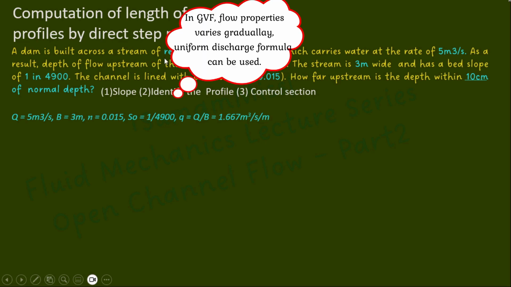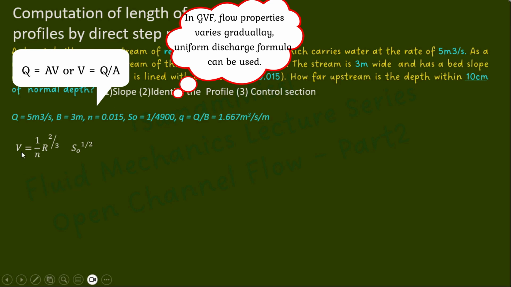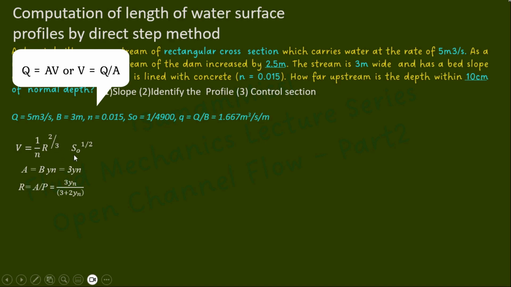Since gradually varied flow is a steady non-uniform flow, the continuity equation is valid, that is Q equal to area into velocity, or we can apply Manning's formula because n is available. Q equal to A into velocity, so velocity equal to Q by area, that is equal to 1 by n R raised to 2/3 into S0 raised to half. Area equal to B into yn because the flow is in the uniform flow condition, and R equal to A by P, so that is equal to 3 into yn divided by (3 plus 2yn). That is area divided by wetted perimeter.